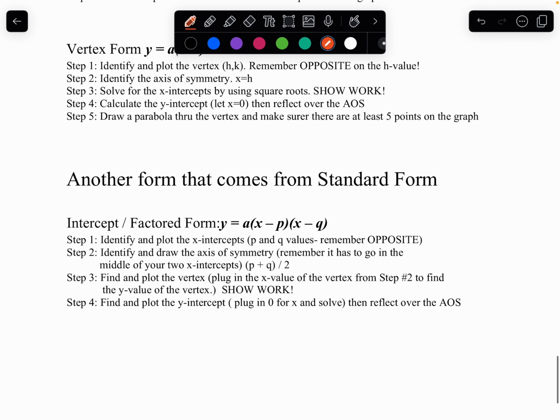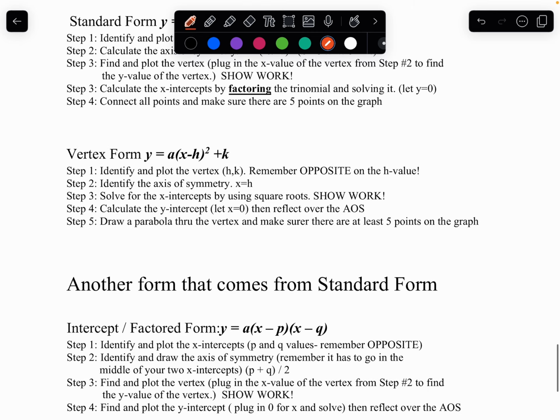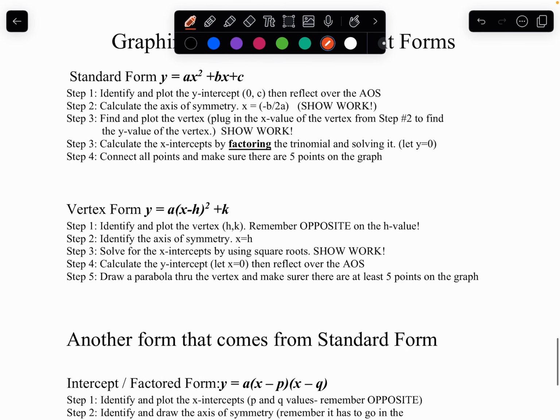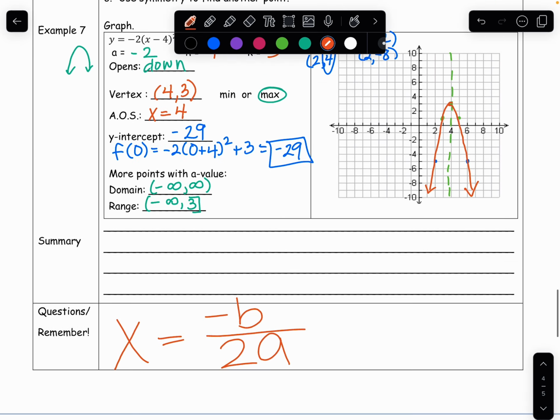There is another form called factored form or intercept form. It comes from standard form. It's just there if you want it. We'll see factors later on in our unit. So, hopefully you had fun.